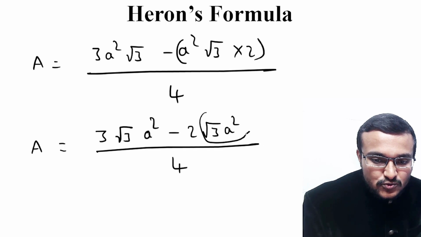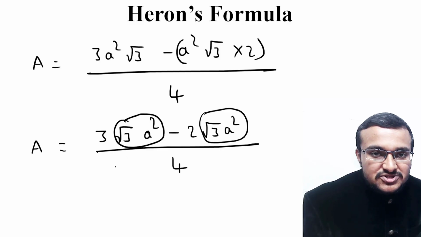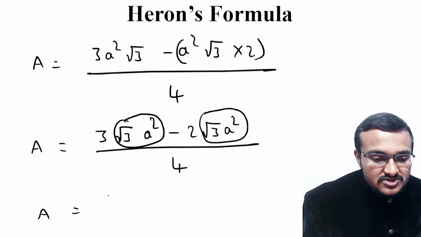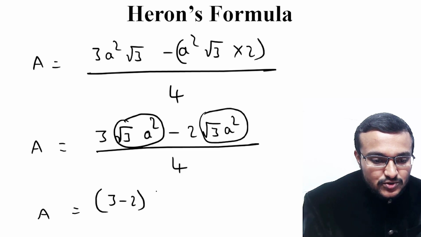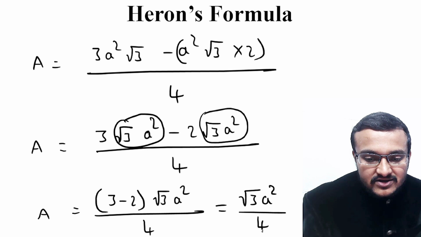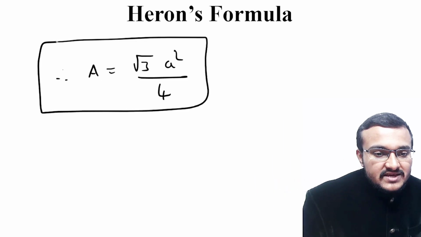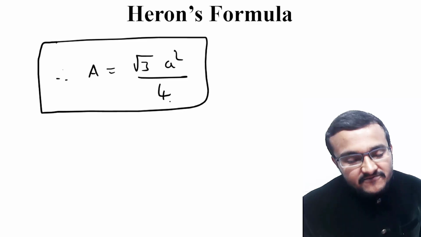Here you can see root 3 a square, root 3 a square you can take common. So 3 minus 2 you can take inside the bracket by taking root 3 a square common, divided by 4. 3 minus 2 is 1. So finally you'll get root 3 a square divided by 4. So the area is root 3 into a square by 4.